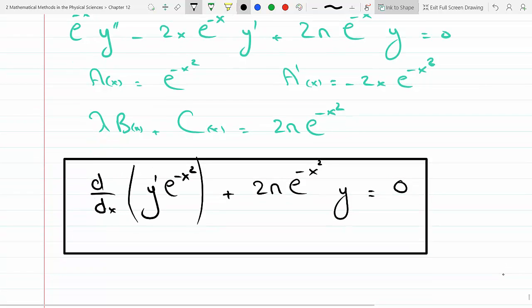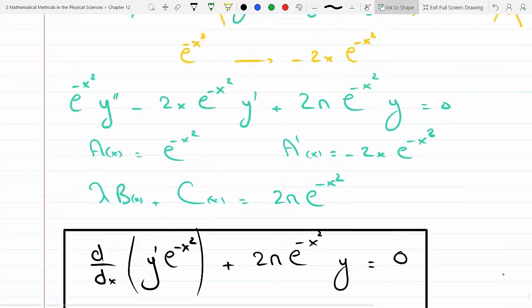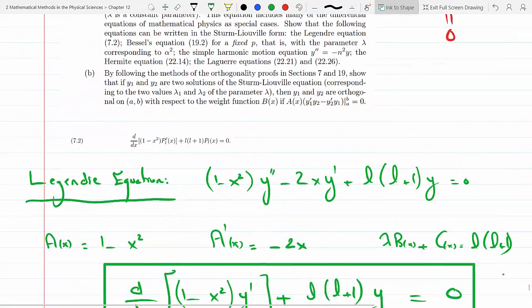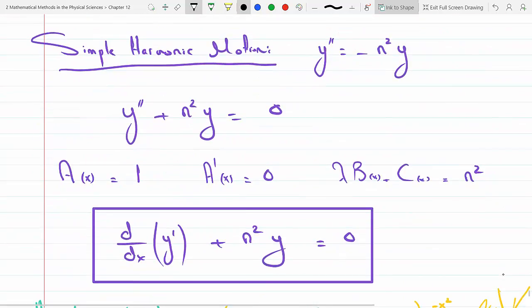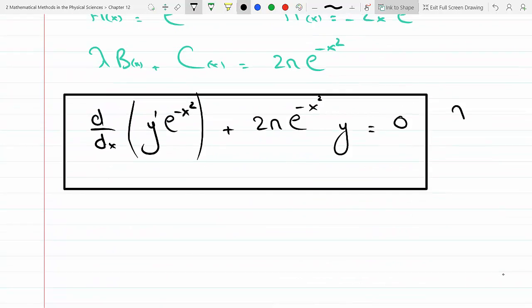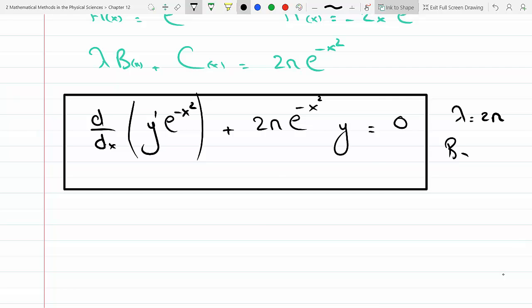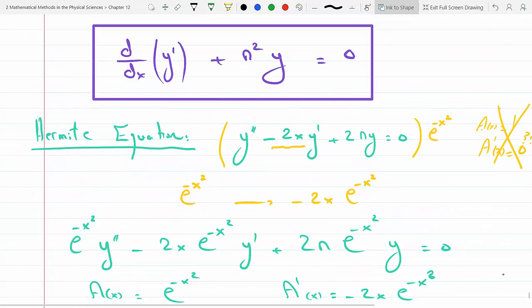Of course, we could read that lambda, which in the original Sturm Liouville multiplies the bx, right? So it could be the 2n that I have here. So lambda is equal to 2n, right? B of x is e to the minus x squared. Yeah, and c of x is 0.